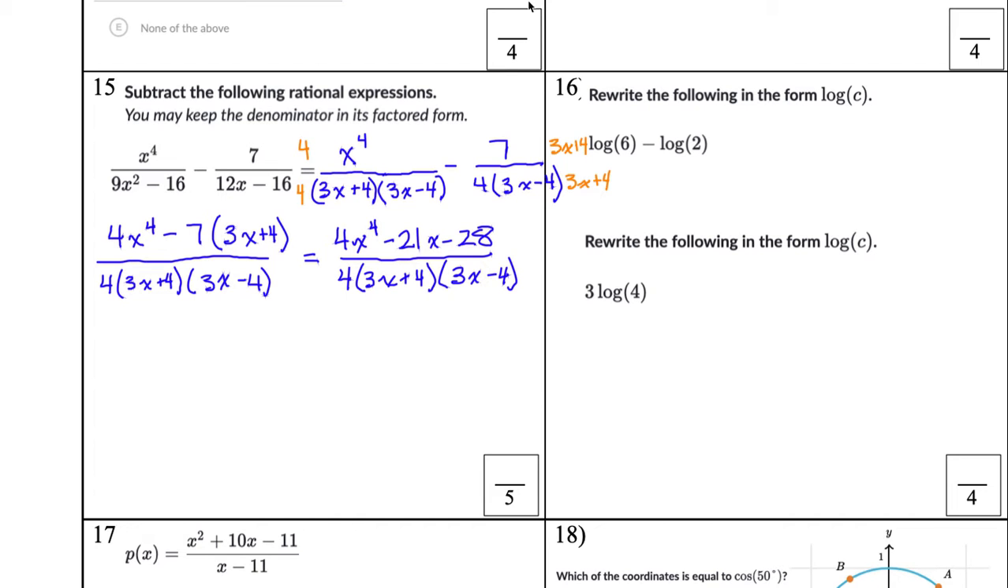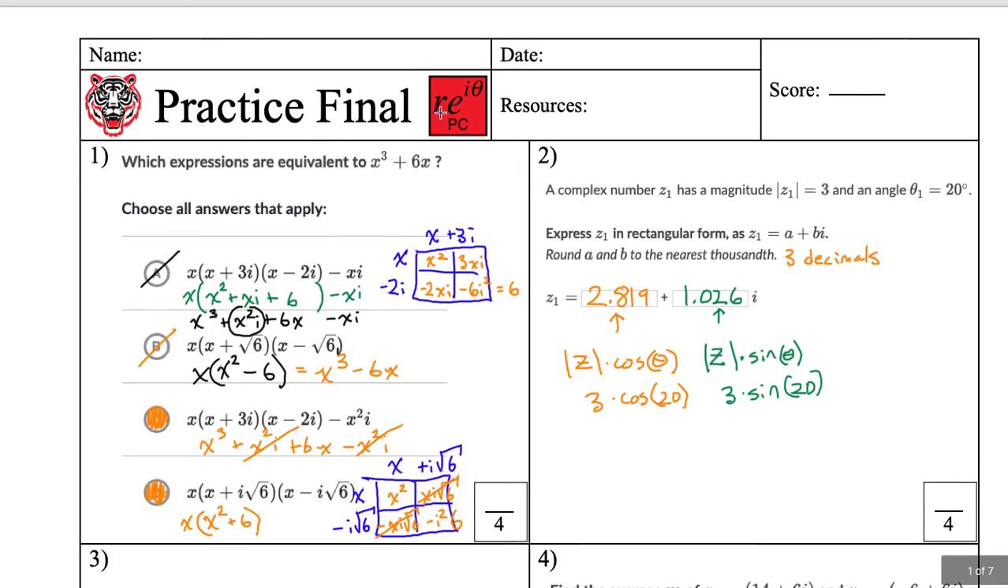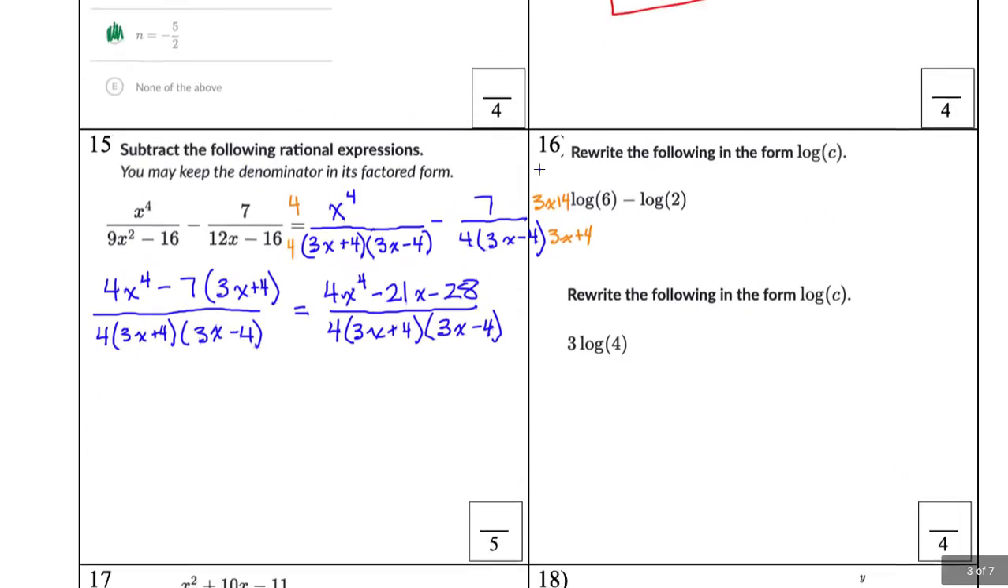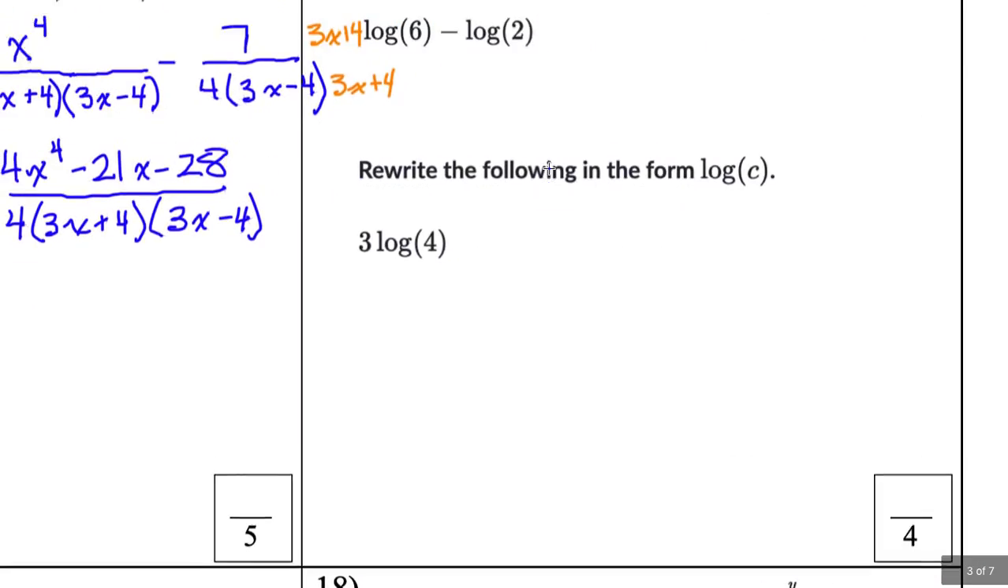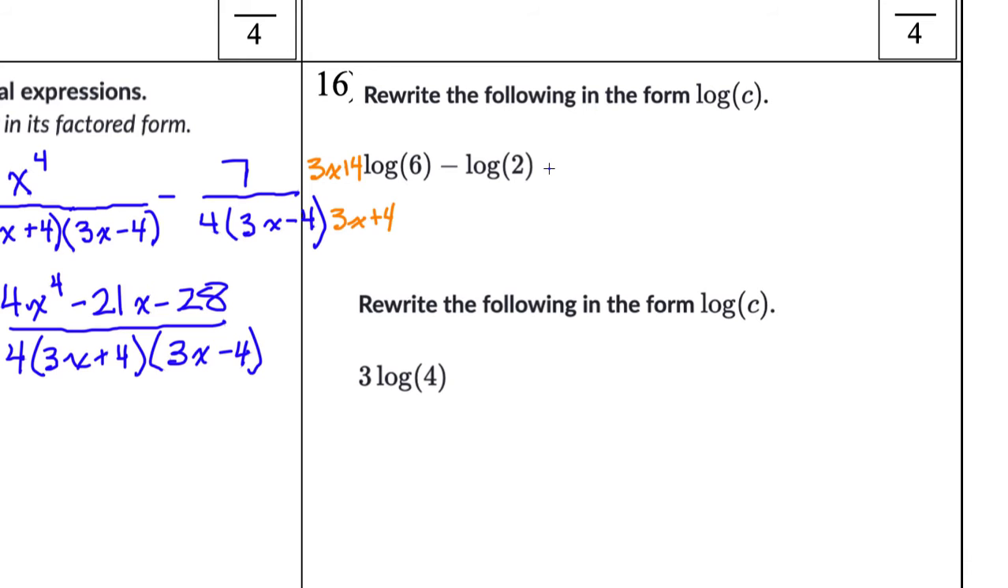All right, so we're on number 16. Again, we're doing the practice final. We've already done the first 15 questions. We are on number 16. Let's zoom in here. We are rewriting these logarithms in one log.